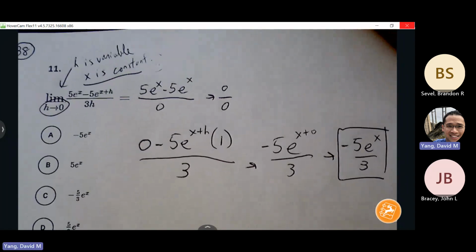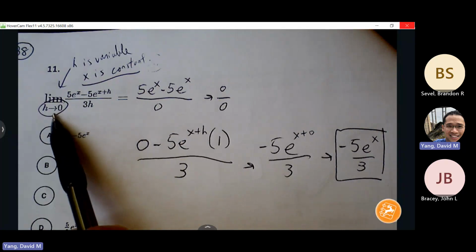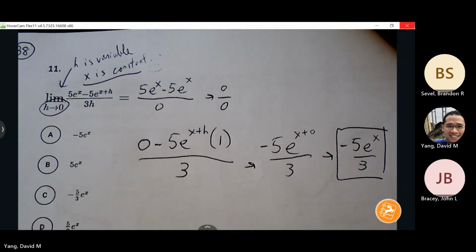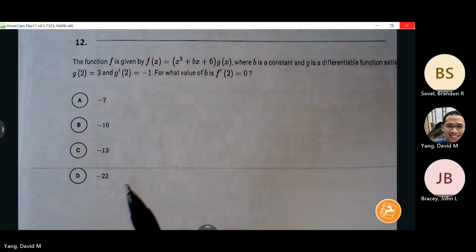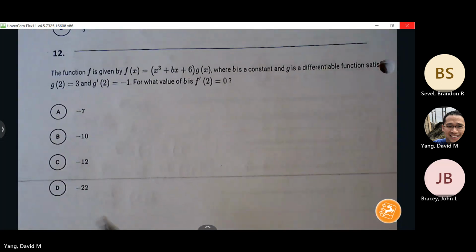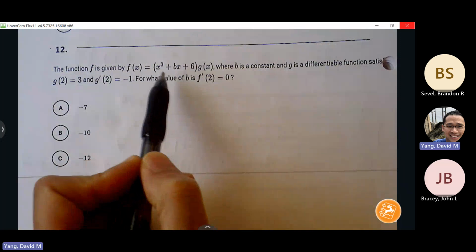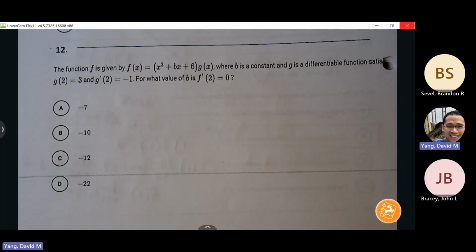So L'Hopital's rule is all good and fine, but you have to make the adjustment that it's not x that's the variable, it's h that's the variable. We want to find f prime of 2, but to find the derivative, notice that these are two separate terms being multiplied together. We got to go through product rule.